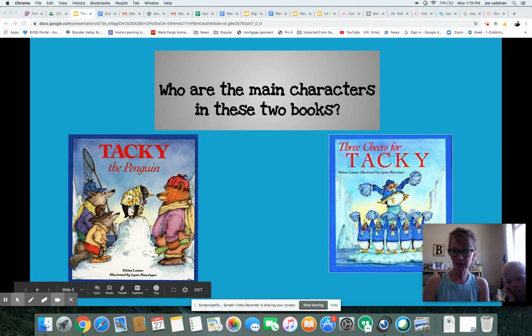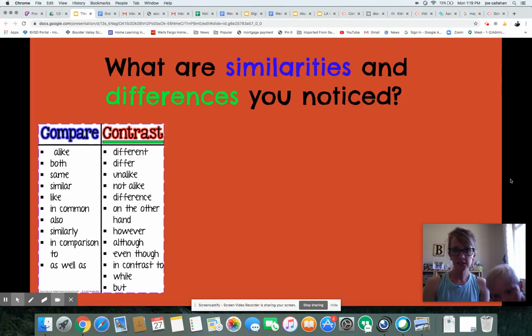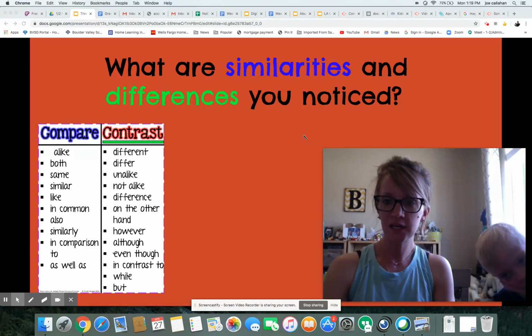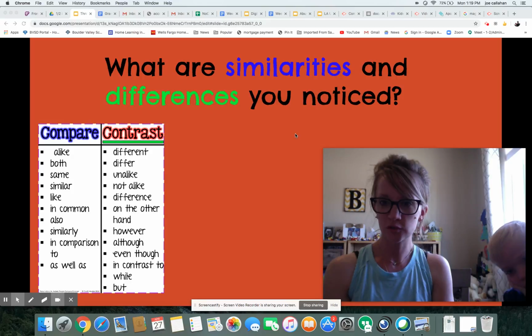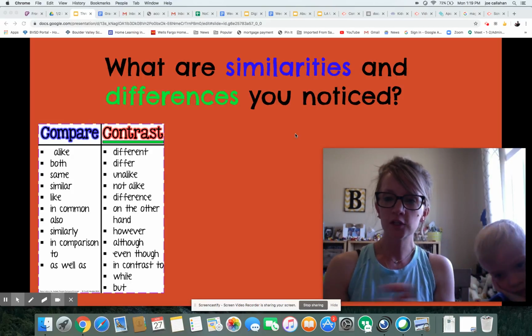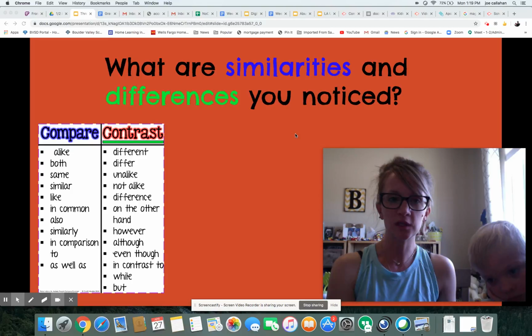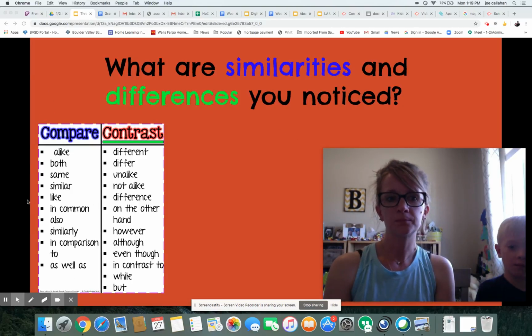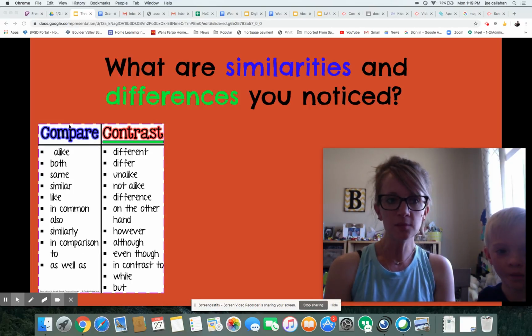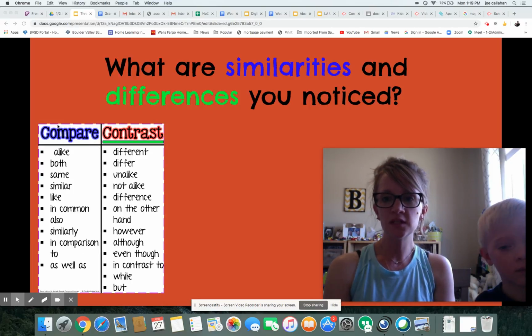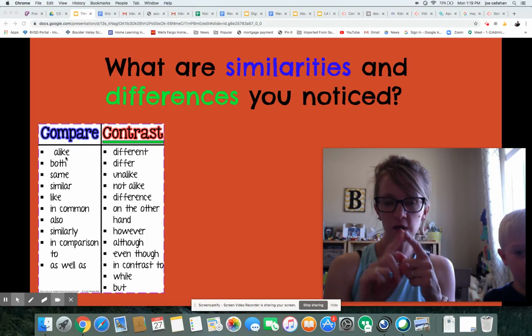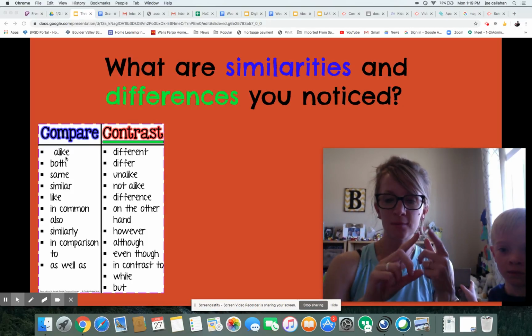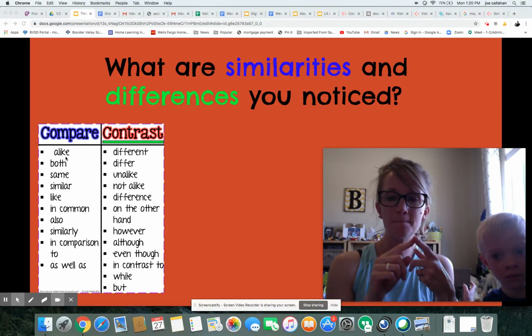In the first Tacky, there were also some hunters. So when we look at texts or books that may have the same author, just like Tacky, both Tacky and 3 Cheers for Tacky are written by Helen Lester, there are definitely some similarities and differences that we can look at. So these over here are some interesting words that if you hear them, they may not be the word similarity, but they mean the same thing. So words like alike, both, same, similar, in common, in comparison.